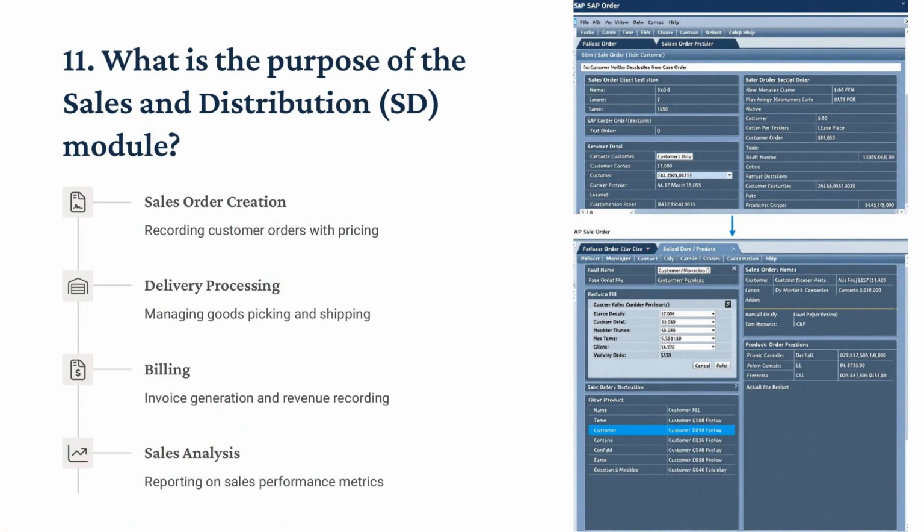11. What is the purpose of the Sales and Distribution (SD) module? The SD module manages all customer-related processes from order creation to delivery and billing. It ensures that products reach customers efficiently while keeping track of revenue, logistics, and customer interactions.